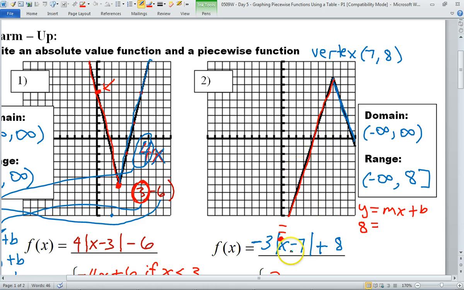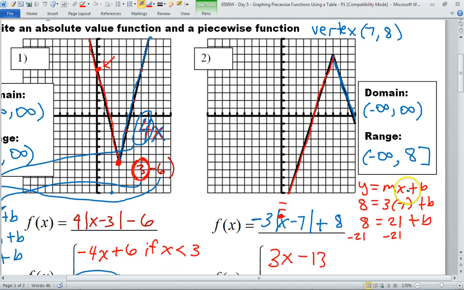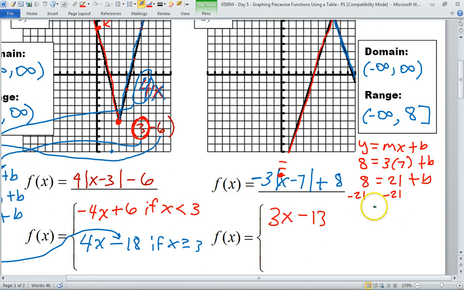Now I'm doing the red side. So the slope is positive 3 because it's the red side. And then x is 7. Okay? That means I have 8 equals 21 plus b. Subtract 21. So in my calculator, what's 8 minus 21? Negative 13. So that gives me that b is negative 13. So that's another way you could figure out this negative 13. All right? It's not too hard.